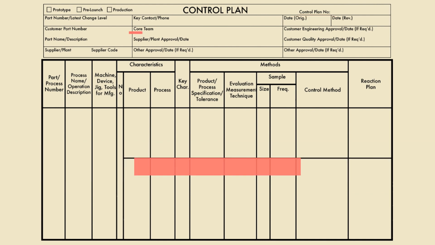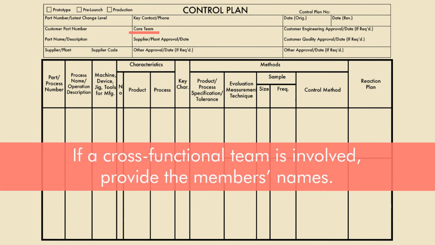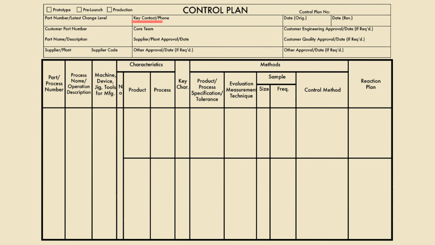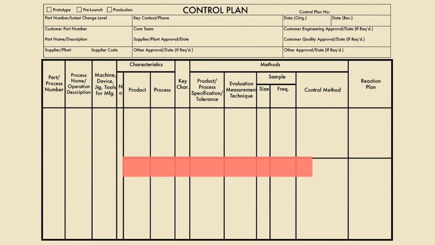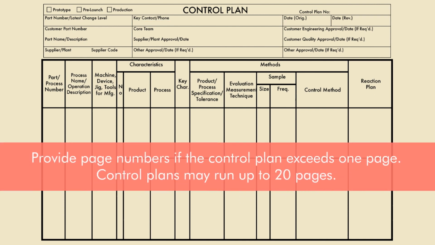If a cross-functional team is involved, provide the members' names. This could be the green belt in charge of the project. However, the name and function of the process owner are more important. Provide page numbers if the control plan exceeds 1 page. Control plans may run up to 20 pages.